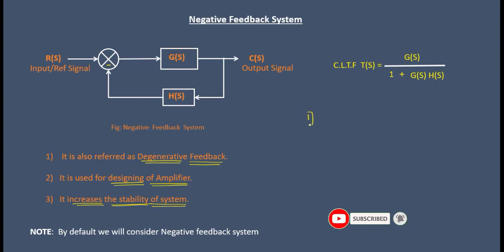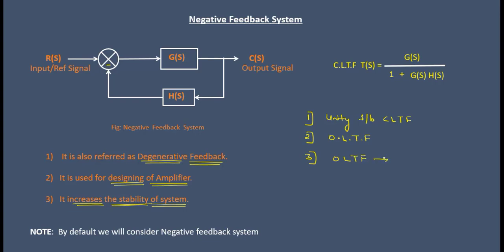Our next aim is to find the unity feedback closed loop transfer function. Then we need to represent the open loop transfer function, and the important point is to convert open loop transfer function to a closed loop transfer function, and from closed loop transfer function to open loop transfer function. We will be discussing some numericals on this third point. So let us see all these 3 points in our next video.